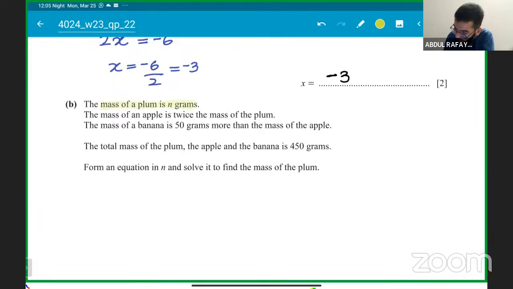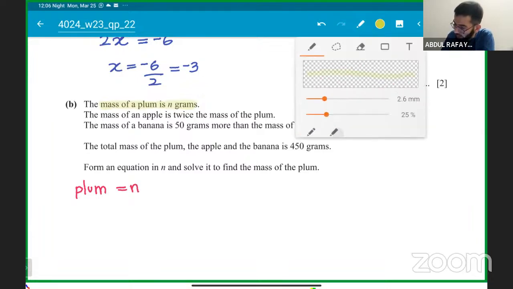The mass of the plum is n grams, okay. So we can say that the mass of the plum is n grams, okay, students. Mass of the plum, okay.